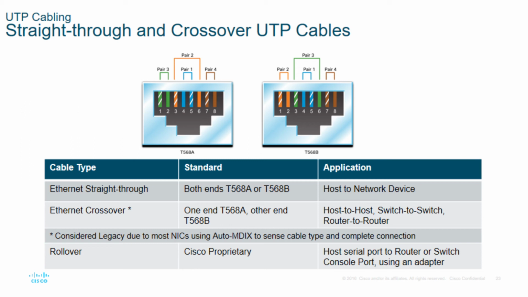Ethernet straight through is the most common type of networking cable. It is commonly used to interconnect a host to a switch and a switch to a router. And an Ethernet crossover cable is used to interconnect similar devices, for example, to connect switch to switch, host to host, router to router. However, crossover cables are now considered legacy, as NICs use medium dependent interface crossover, which means auto-MDIX.